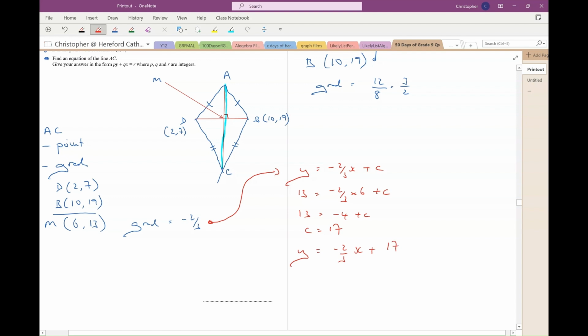But that doesn't completely answer the question because it wants the equation in that form. So multiply everything by 3. 3y equals minus 2x plus 51. Add 2x to both sides. 3y plus 2x equals 51. And there it is in the form that I asked for. And that is question 26 complete.